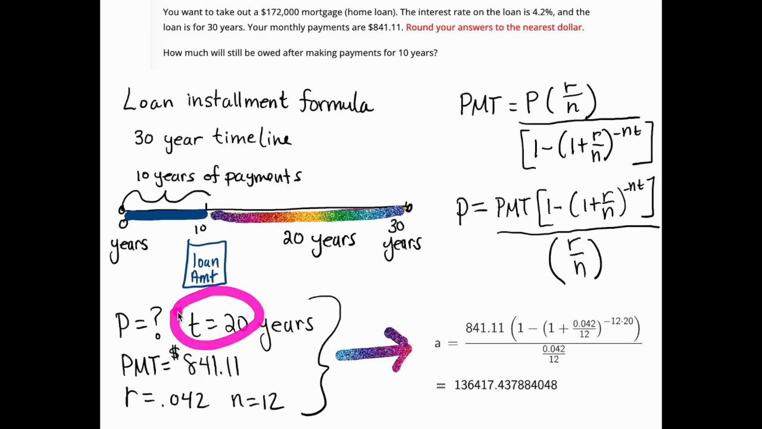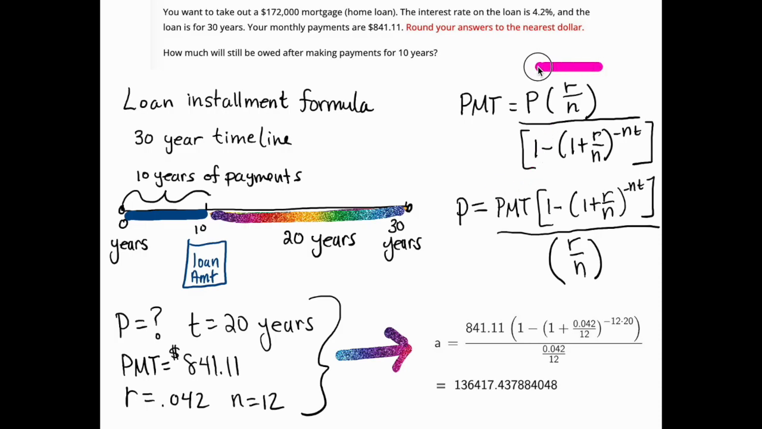T is 20 years, because if we stopped at 10 years and we're looking at this as a new loan now, the amount of time that's left is the 20 years. So we're going to pay off this amount in the next 20 years. Here's our payment amount. The APR is 4.2%, but when we put it in a decimal, it's 0.042. We're doing this monthly, so N is 12.